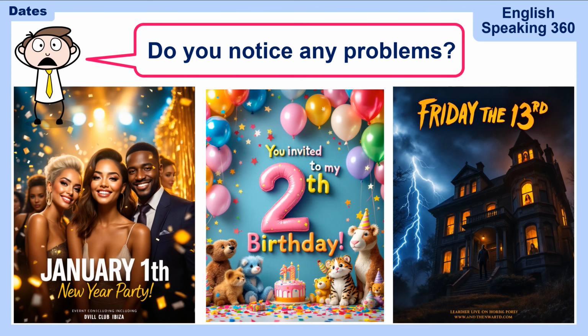Do you notice any problems here on those posters? Look carefully. There are three mistakes, three major mistakes. Can you find them? Let's do it together. The first mistake, the one on the left, January 1st. Firth is not a word, so it should be January 1st with ST, not TH. What about the second? You invited to my twoth birthday? We don't say twoth, we say second birthday, so ND. Also, you invited, it should be you are invited.